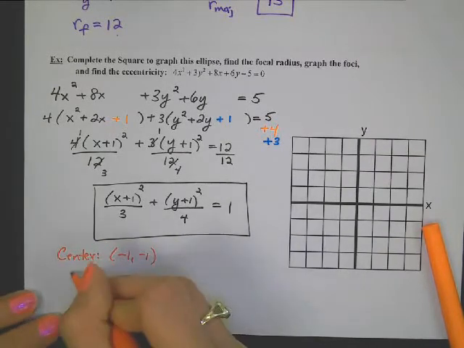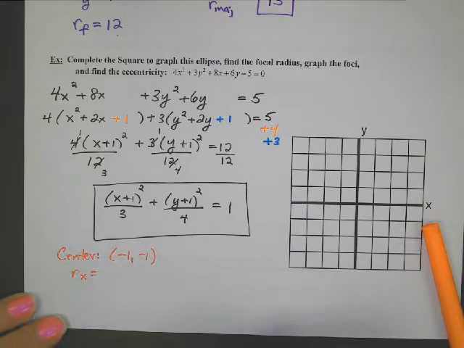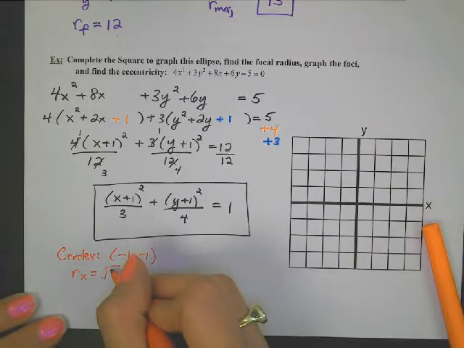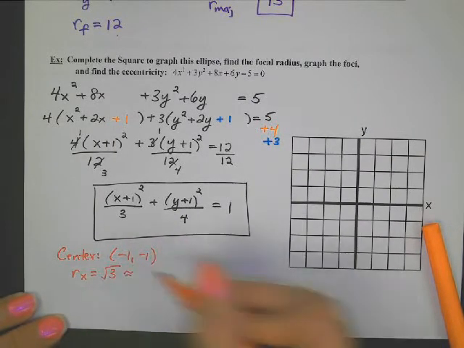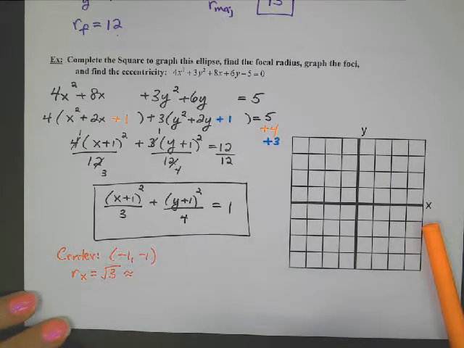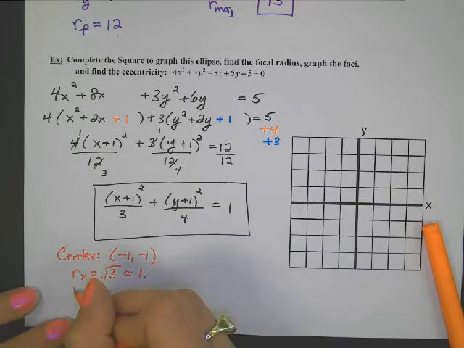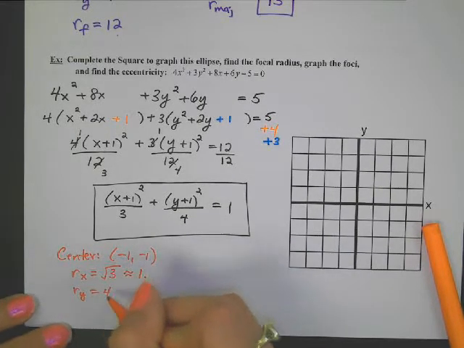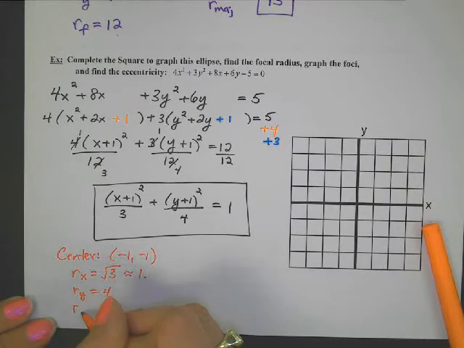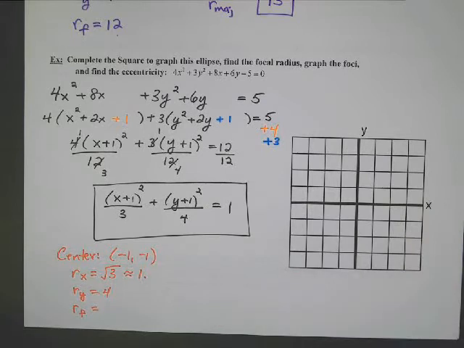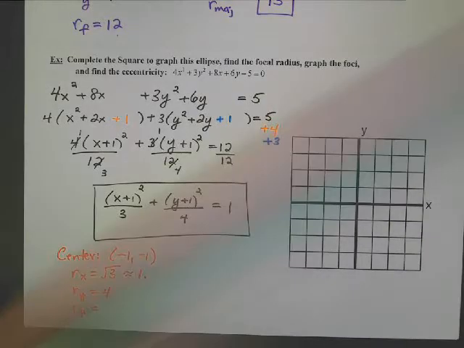Negative 1, negative 1. R sub x is radical 3, which is approximately, is it 1 point something or 2 point something? It's 1 point something. R sub y is 4. And starting today, we're also going to be plotting the focal radius. So we have to do a focal radius equation.